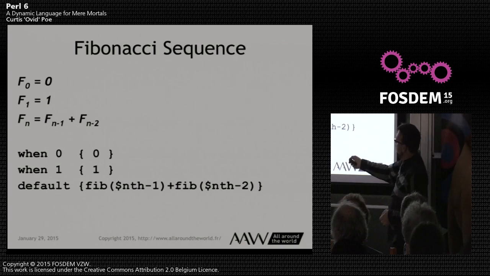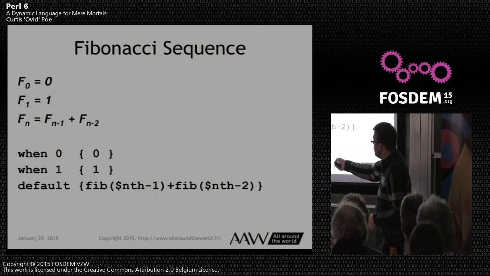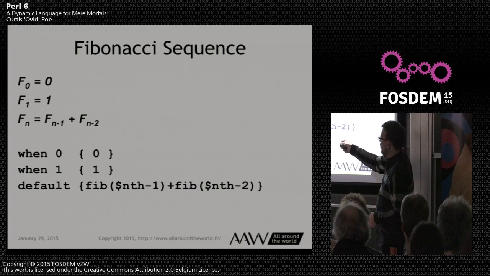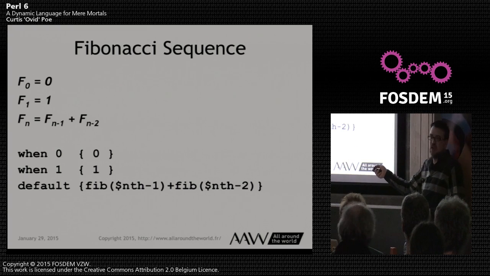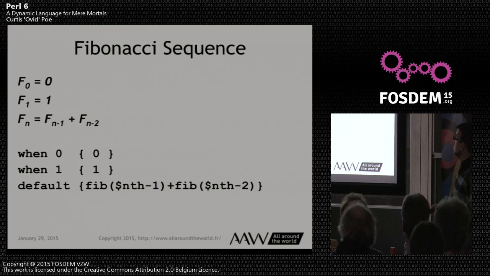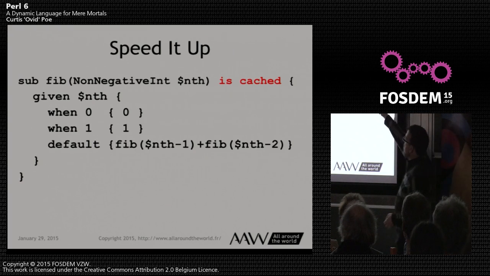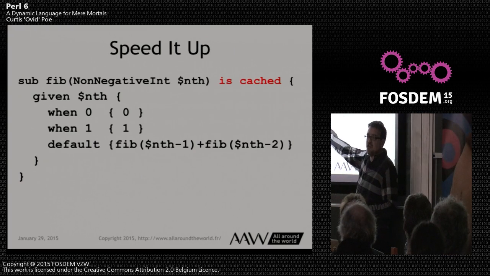Because remember, that was your mathematical structure that you had, and this is the body of the recursive sub. Those map really well together. It's very easy to follow. You want to keep that. So just slap an is cached trait on there, and it will handle the caching for you.